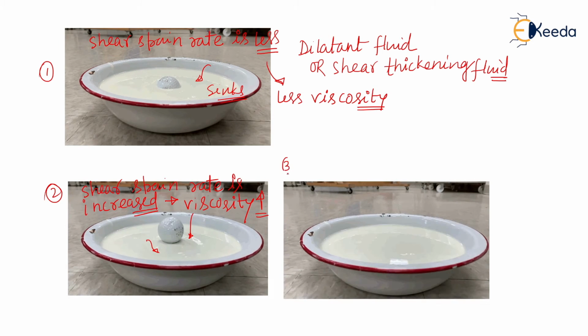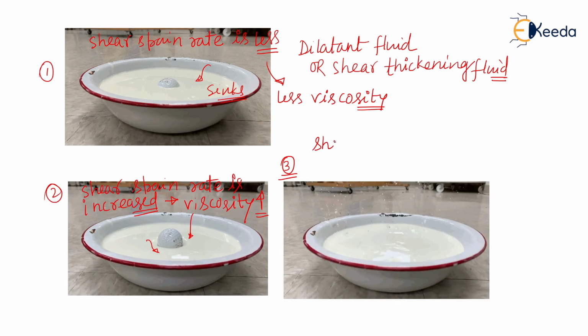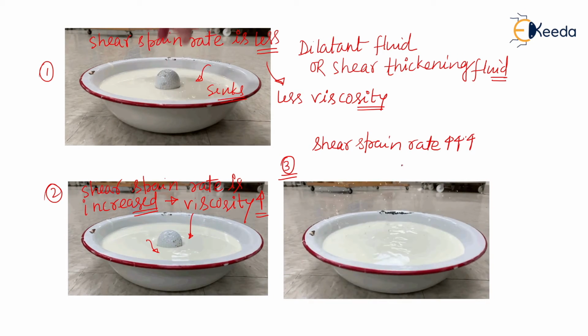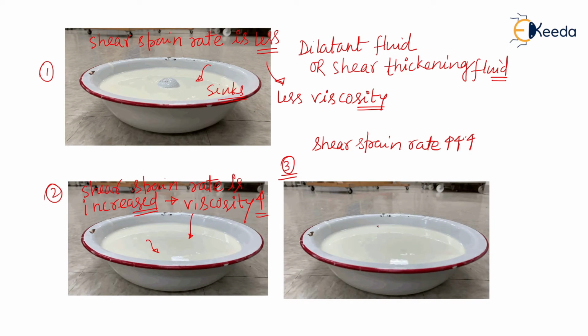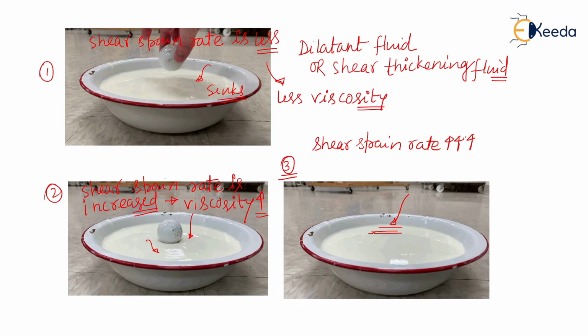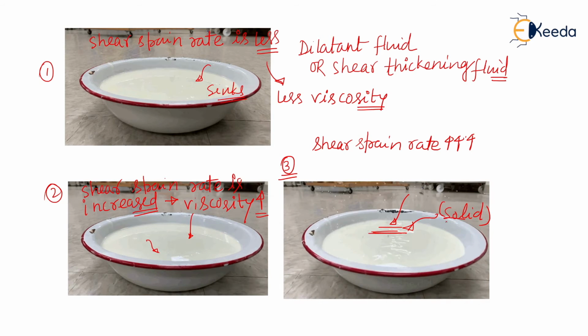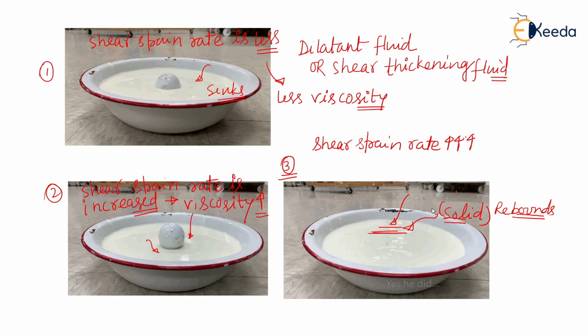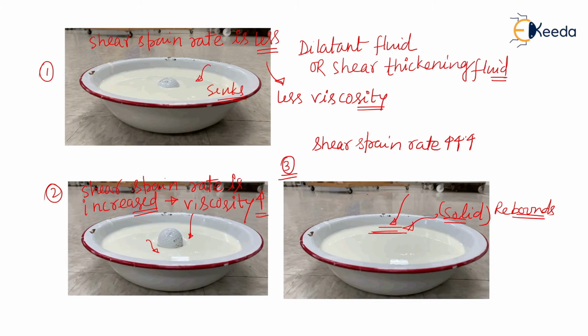But in the case of the third example, here shear strain rate is actually very high because we have thrown the ball with a large force. So what happens? The moment it strikes here, immediately the surface is almost behaving like a solid. It behaves like a solid and the golf ball actually rebounds. So this is the classic example to understand the dilatant fluid.